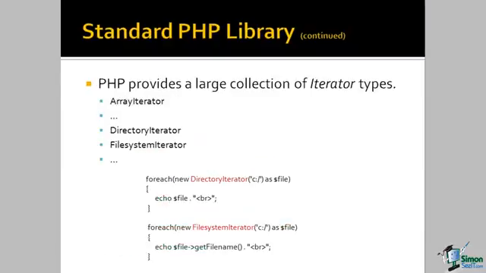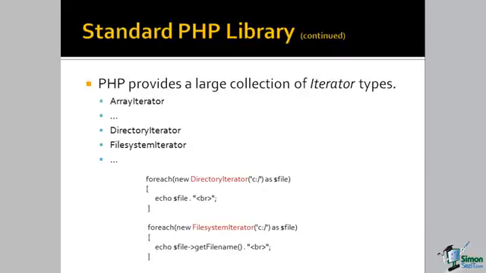The SPL provides a large collection of iterator types. Therefore, the need to create our own iterator is diminished. Some of those iterator types we've already seen. The ArrayIterator we just saw. There's also a DirectoryIterator that does exactly what its name implies. It will iterate over the contents of a directory. There's the FilesystemIterator that again will list the names of all of the files within a specified location.